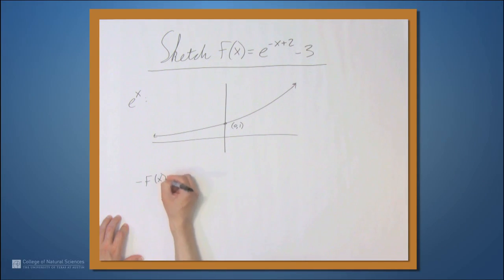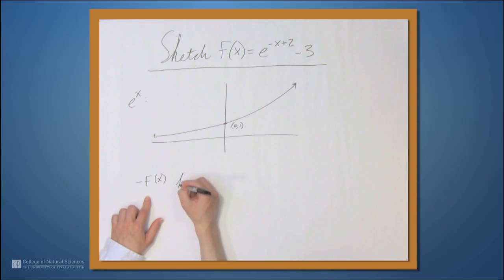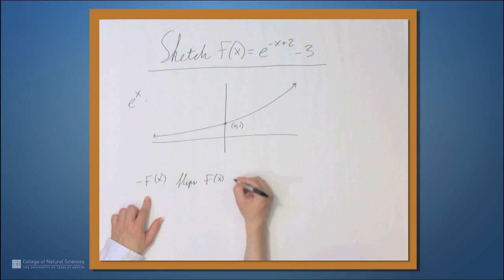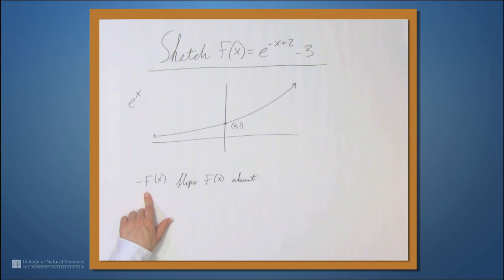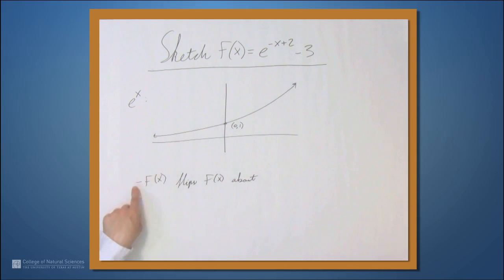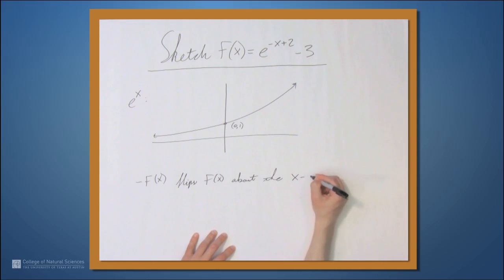any function f of x, negative f of x, what does this do? This flips f of x about which axis? It takes positive values and makes them negative, negative values and makes them positive in the output, right? Because the negative is outside the f. So this flips f of x about the x-axis.